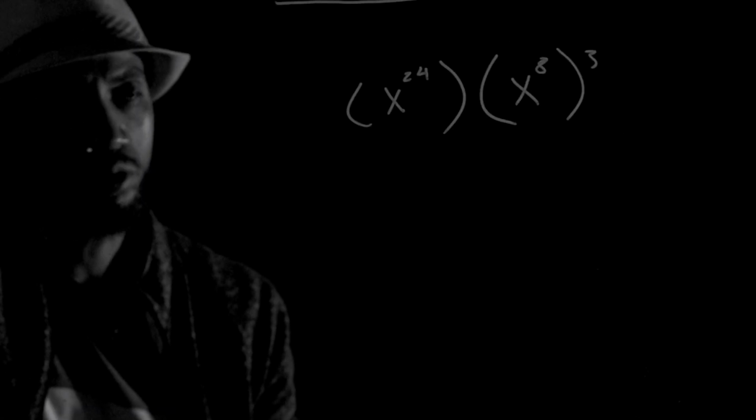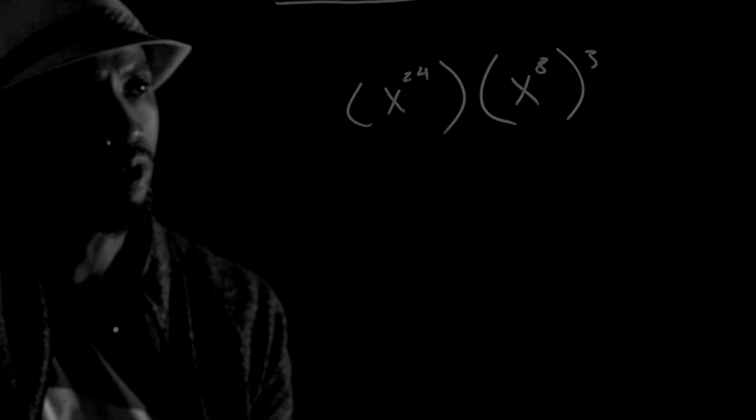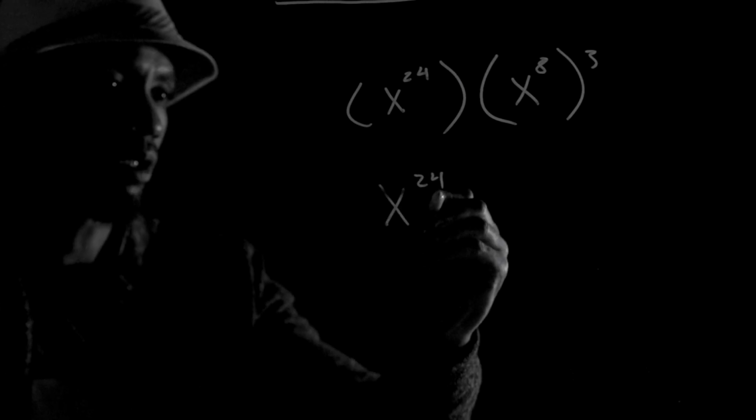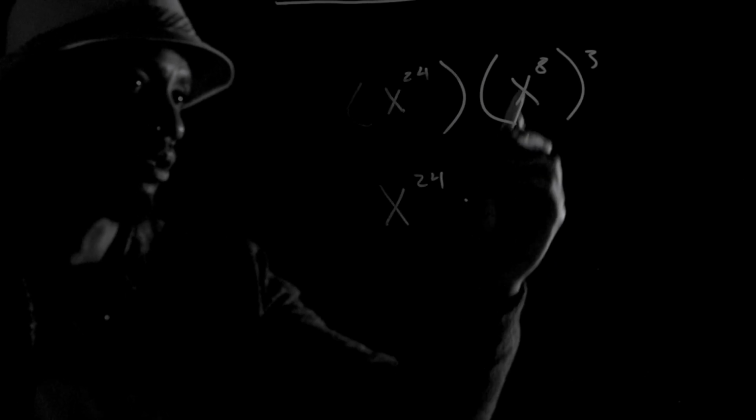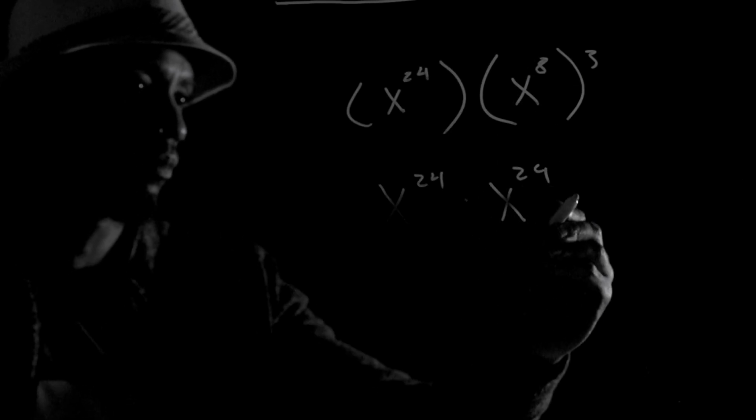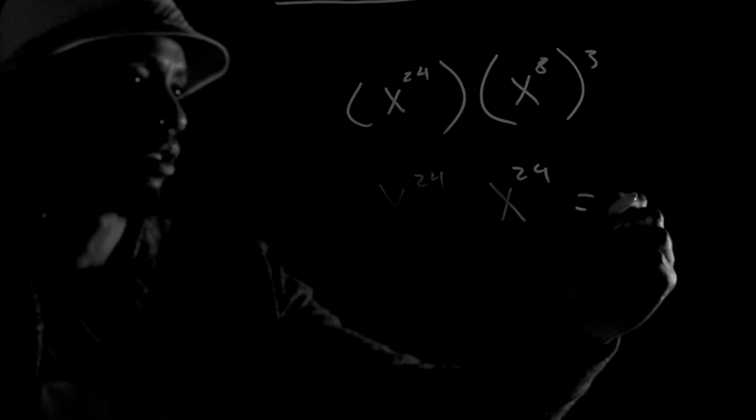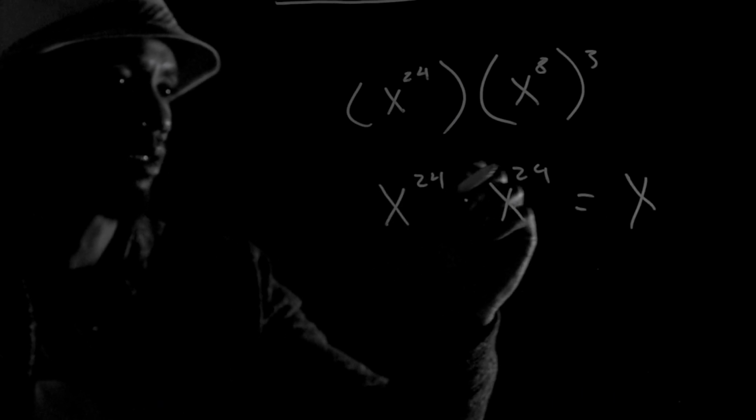So x raised to the 24th power times x to the 8th power, which is raised to the 3rd power. All right, here we go. x to the 24th. And now this becomes 3 times 8, also 24. Okay, well, that becomes x to the, add, 48.